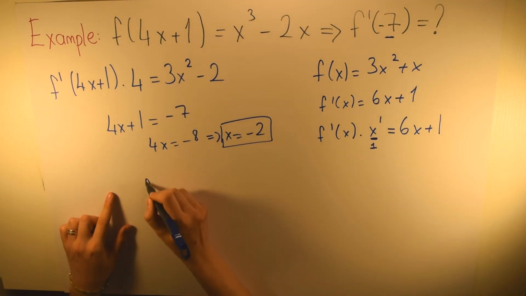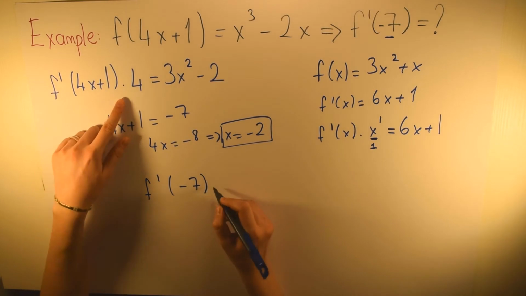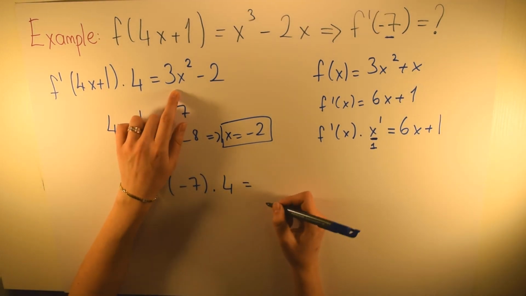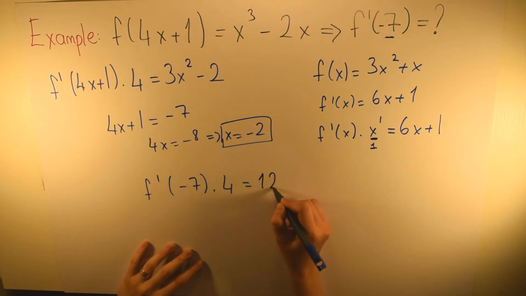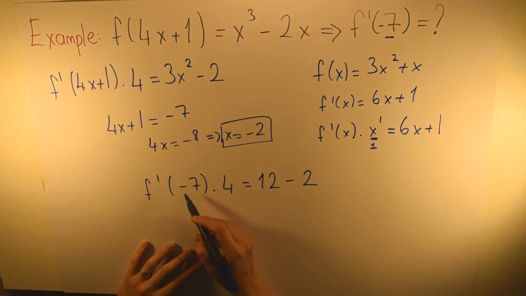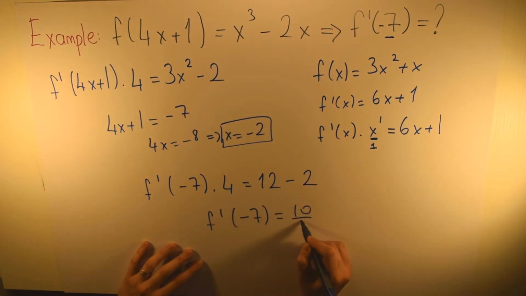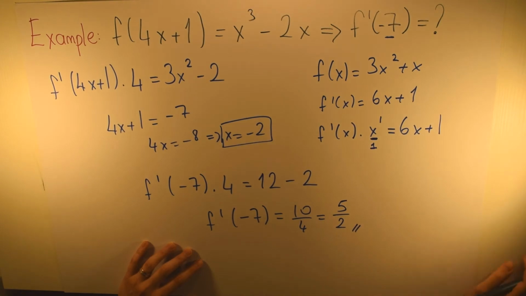Okay, let's do that. So here the derivative of f at minus 7 is 4 times, this is 3 times x squared. X squared is equal to 4. It's 12 minus 2. So here the derivative of f of minus 7 is equal to, this is 10, and here we have 4, 10 over 4, which is also equal to 5 over 2.